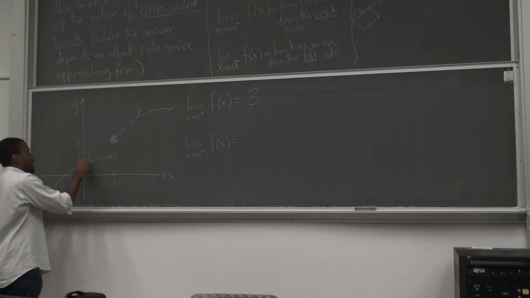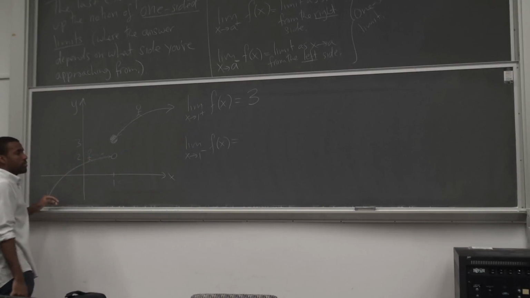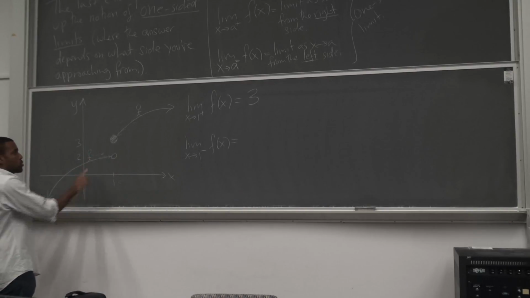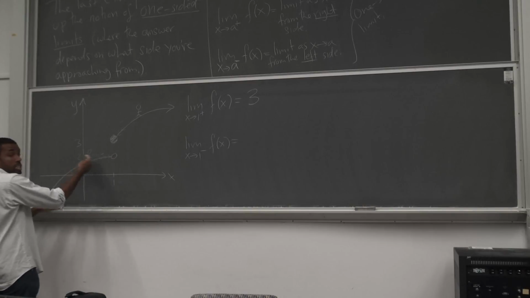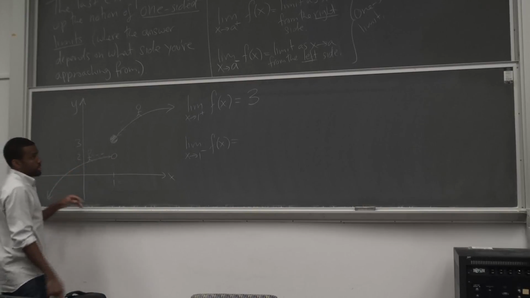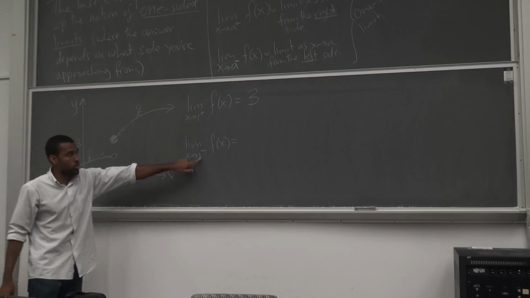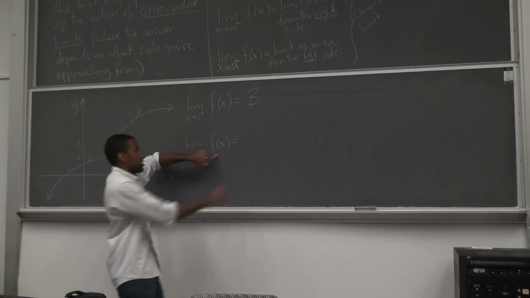Similarly, if I'm on the graph over here walking towards 1, my x value is getting towards 1. As I get close to 1, my y value on this side is getting close to 2. So I can say the limit as x approaches 1 from the left side of f of x is 2.